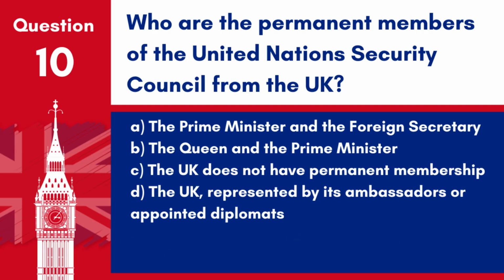Question 10. Who are the permanent members of the United Nations Security Council from the UK? A. The Prime Minister and the Foreign Secretary. B. The Queen and the Prime Minister. C. The UK does not have permanent membership. D. The UK, represented by its ambassadors or appointed diplomats.